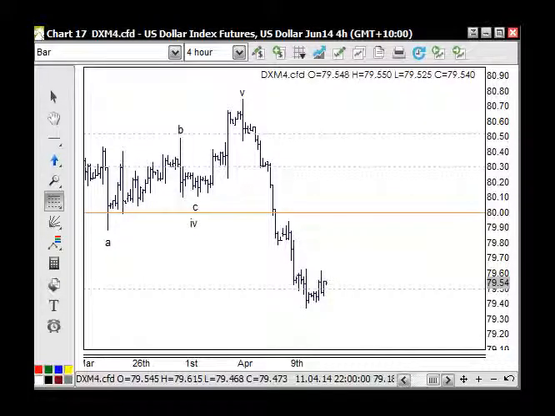Welcome to the Forex, and here we're looking at the US dollar index. It's deeply oversold at this particular low through here, and we can also count 5 waves down through to here. This current move up appears to be corrective.